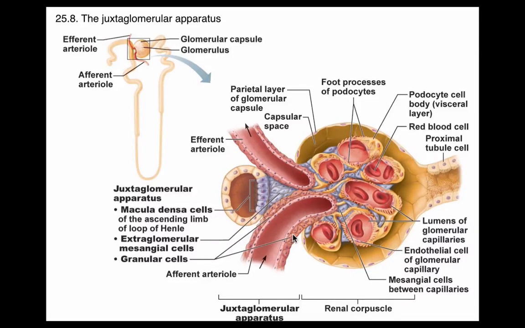So the renin-angiotensin system, the renin that we've been talking about all along coming from the kidney, comes from these cells. So when blood pressure is too low, renin is released by these cells, which eventually is going to cause systemic blood pressure to go up.